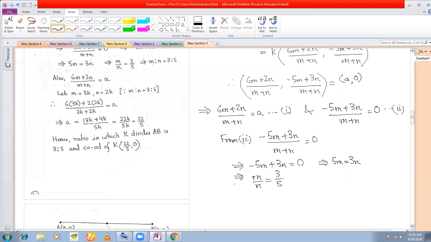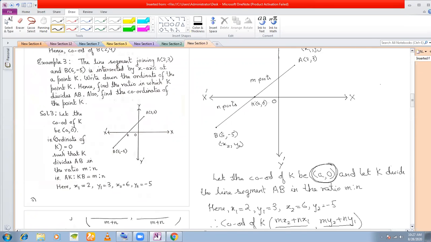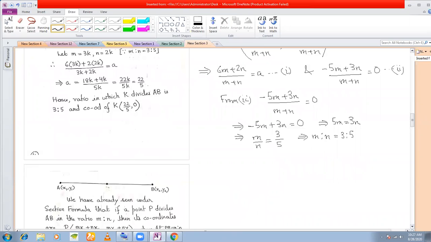So what have we managed to find out here? We have found the ratio m is to n is equal to 3 is to 5. So the ratio is found. This was our question, isn't it? Find the ratio in which K divides AB. And what about the negative sign? Minus 5m plus 3n means 5m is equal to 3n, so where is the question of a negative sign? We have got m is to n equal to 3 is to 5.